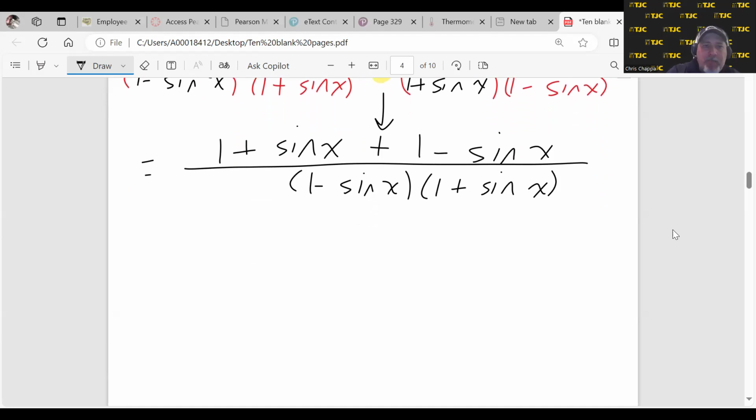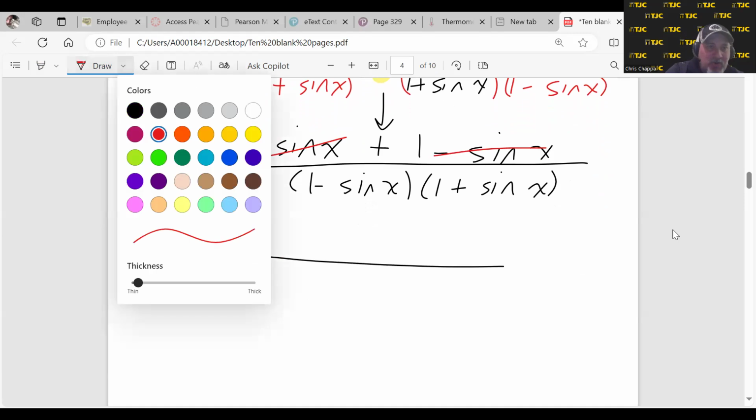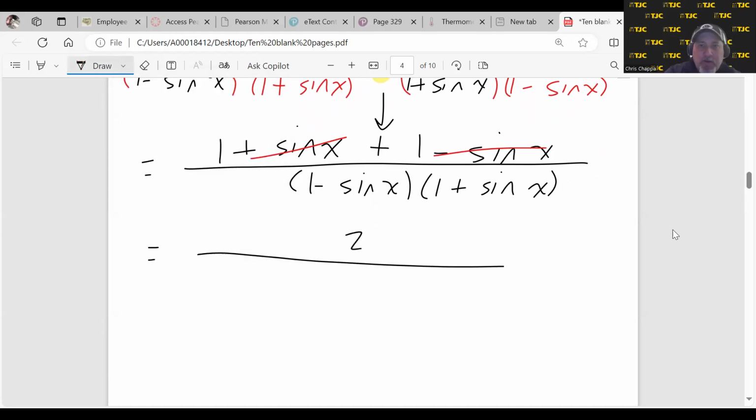And now we can clean this mess up. On the top, the ones cancel, and we have, excuse me, the ones do not cancel. The signs cancel. Let's try that again. The minus sine x and the plus sine x cancel, and that leaves just a 2. And on the bottom, if we do a FOIL, we'll get 1 minus sine squared of x. Oh, this is working out nicely. I haven't done a lick of trigonometry yet.